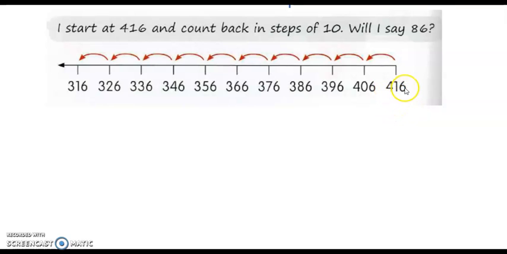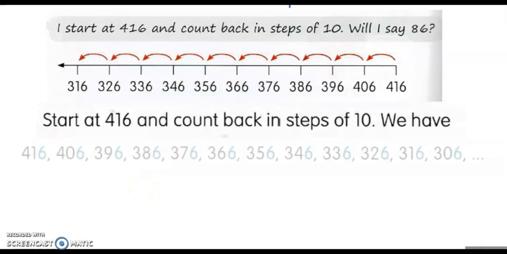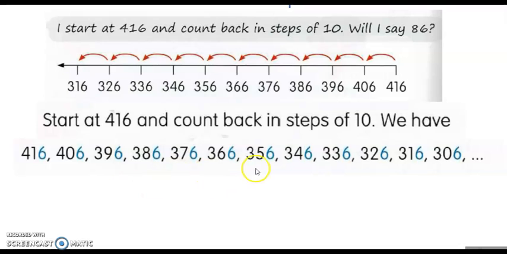So in the first one, it was 6. Second, it was 6. Then 6, 6. All the numbers have the digit 6 in the ones place, right? Which means if we still count back again and again and again, all the numbers that appear will have the number 6 in the ones place. So here are the numbers.